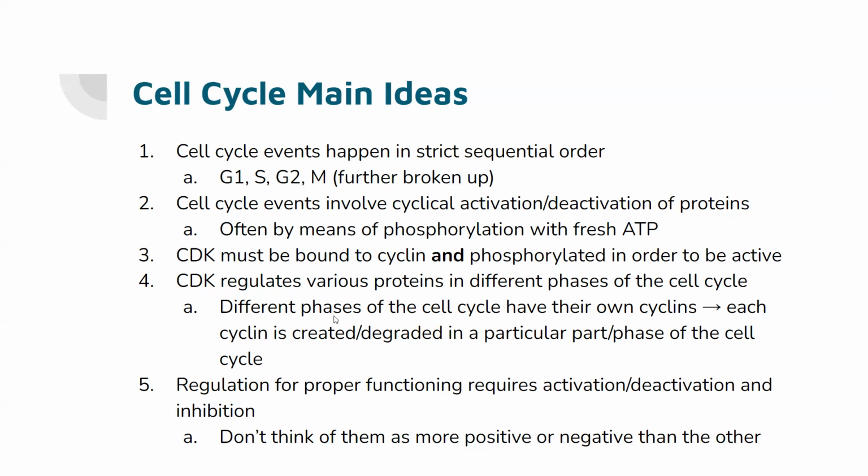And CDK regulates various proteins in different phases of the cell cycle, depending on what it needs to do. So different phases of the cell cycle have their own cyclins, and each time it needs to go into a new phase, the cyclins are created and degraded for each part of the respective cycle that they're helping with. And the regulation for proper functioning requires activation, deactivation, and inhibition of all these proteins.